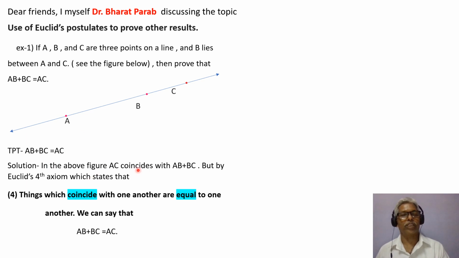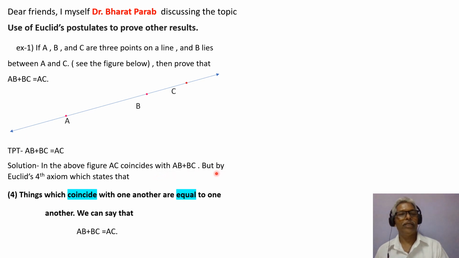Now solution. There is some argument given here. You will come across such arguments very frequently in geometry, so try to understand this very carefully. See, in the above figure, AC coincides with AB plus BC. If you take AB and again add BC to this, that means it coincides with AC. So it should be in geometrical language: in the above figure, AC coincides with AB plus BC.